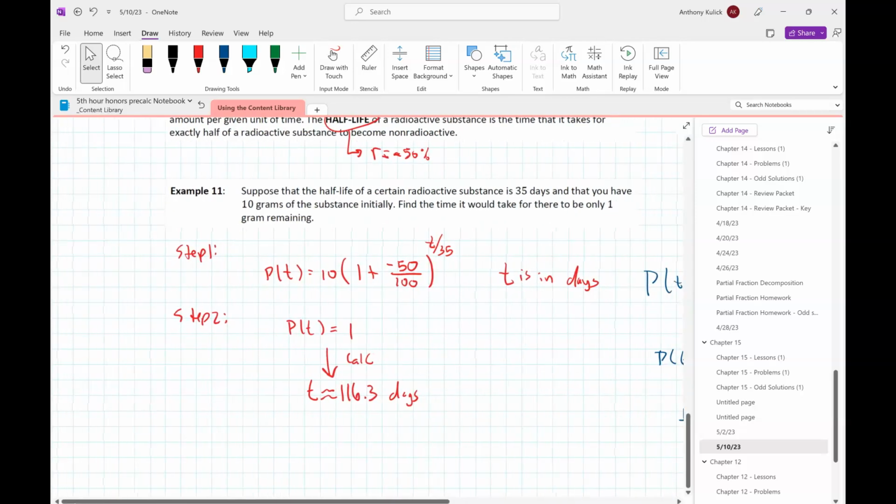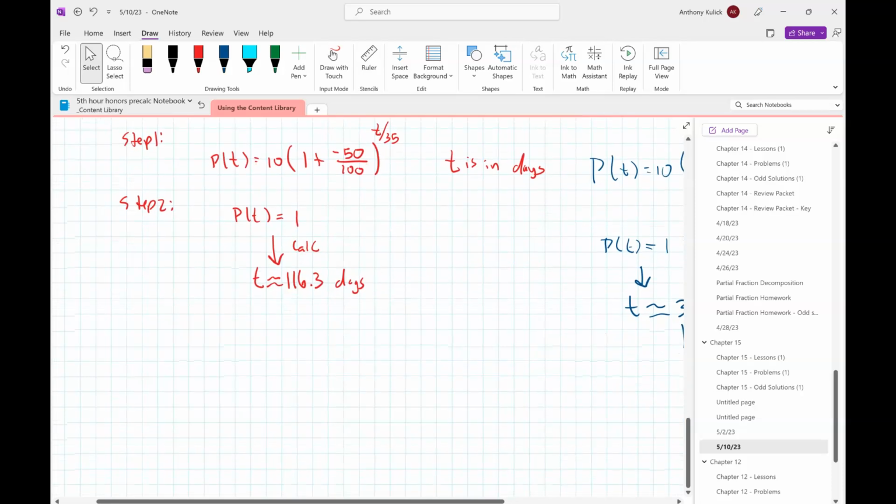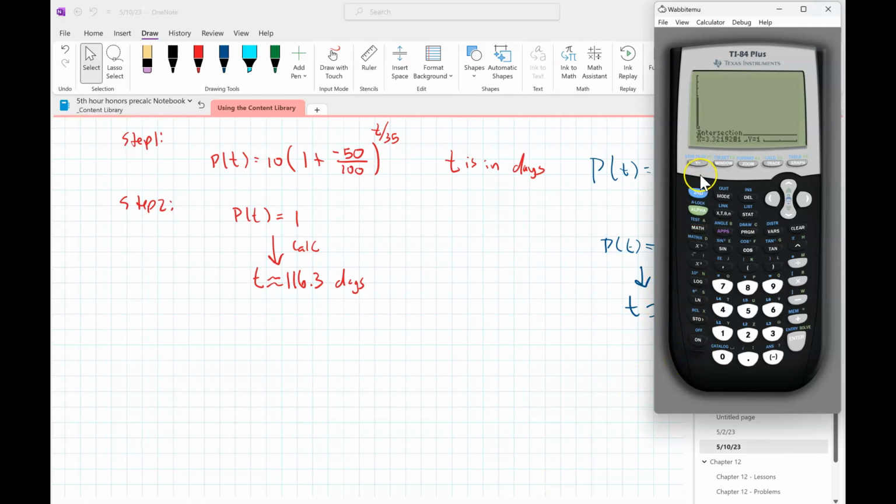Okay. Now, here's the issue though. If I take one of these population models and it's a growth situation, it can eventually give me a really unrealistic answer, right?